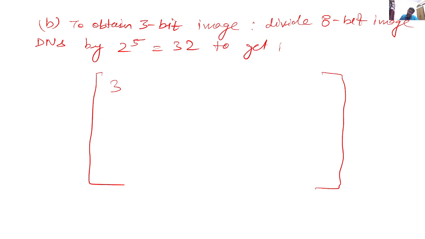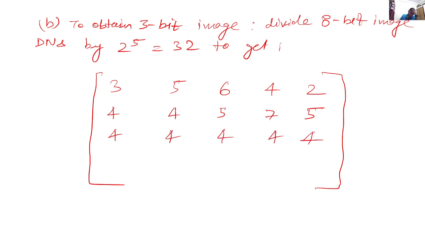So the 3-bit values would be 3, 5, 6, 4, 2, 4, 4, 5, 7, 5, 4, 4, 4, 4, 4, 6, 3, 3, 6, 3, 7, 1, 2, 2, 3. So this is the 5 by 5 image, which is in 3-bit radiometric resolution. So it's as simple as that.